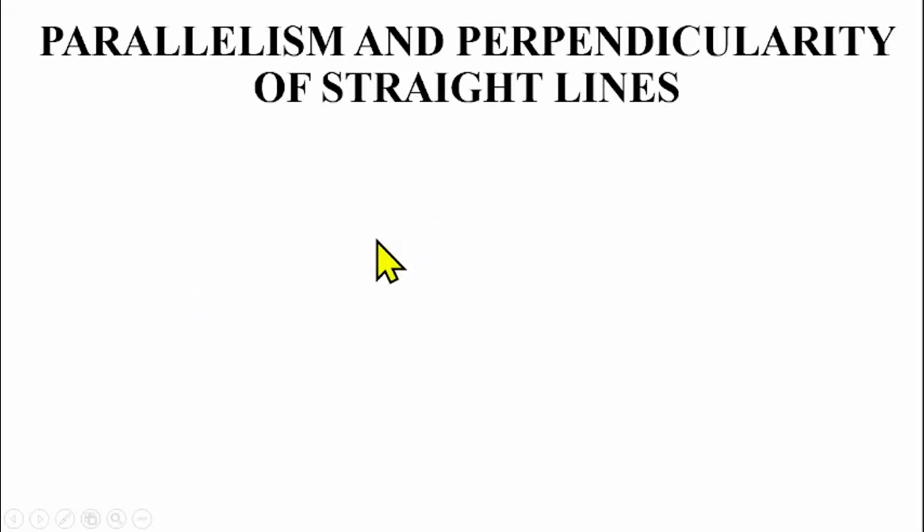under plane geometry, we know that two parallel lines do not meet. And we know that two lines are perpendicular when they meet at an angle of 90 degrees. So that is for straight line geometry or plane geometry.